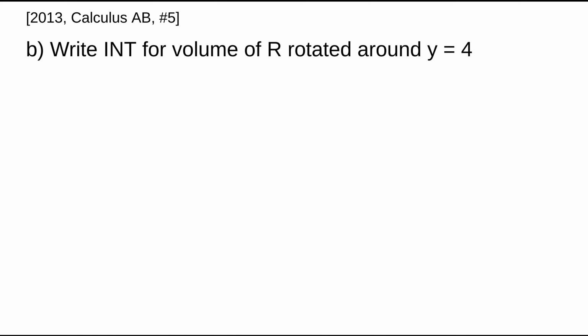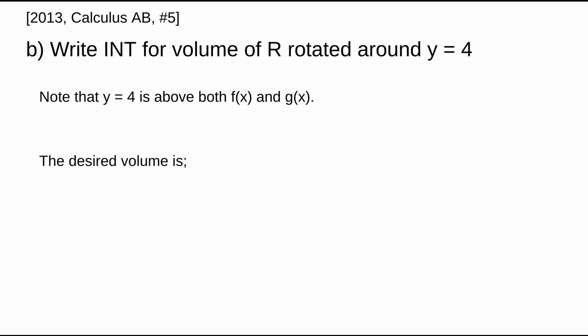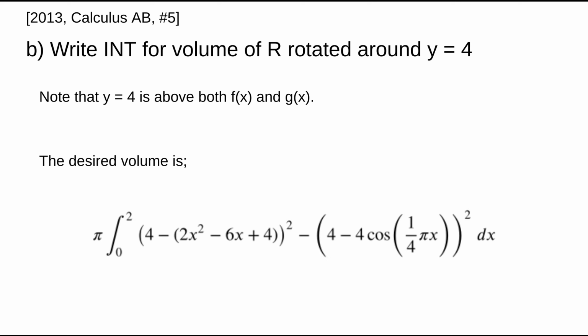In part B of the question, we are asked to write an integral for the volume of R when the region is rotated around the line y equals 4. So the first thing you're going to want to note is that the line y equals 4 is above both of those functions. All right, so the desired volume is going to be a volume integral minus another volume integral because we have to carve out a piece of volume from this shape.